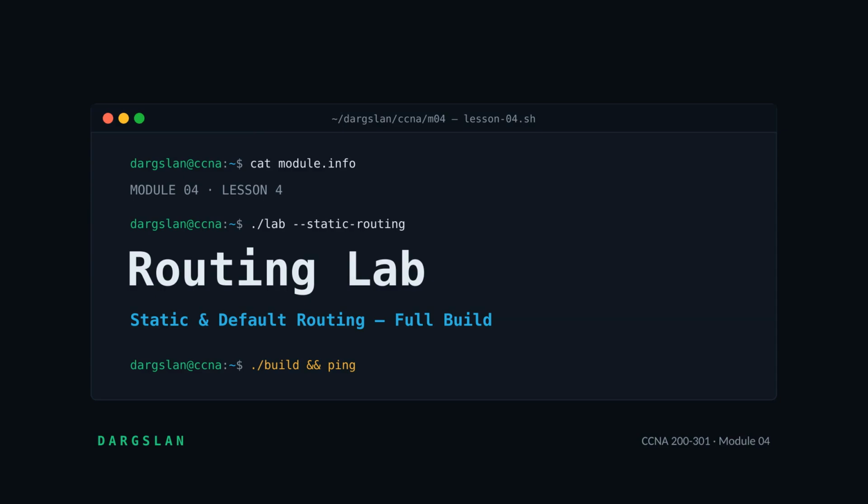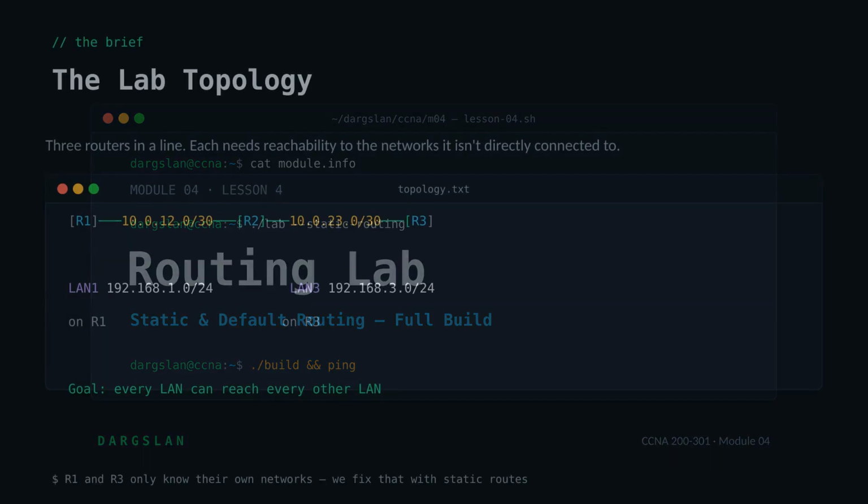All right, let's open up the terminal and get our hands dirty. Welcome to Module 4, Lesson 4, our full static and default routing build. Over the next few minutes, we're going to walk through a complete lab session with one clear goal in mind. Every LAN reaching every other LAN, using nothing but static routes and a well-placed default. Let's get into it. Here's the lay of the land.